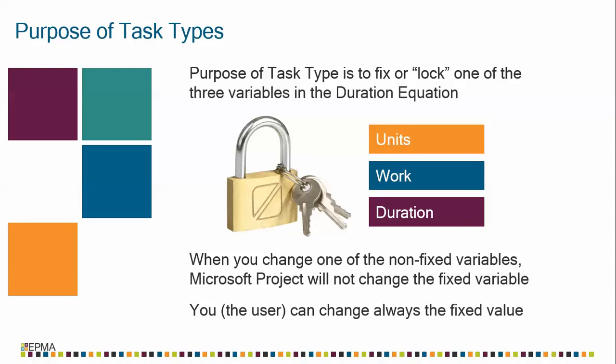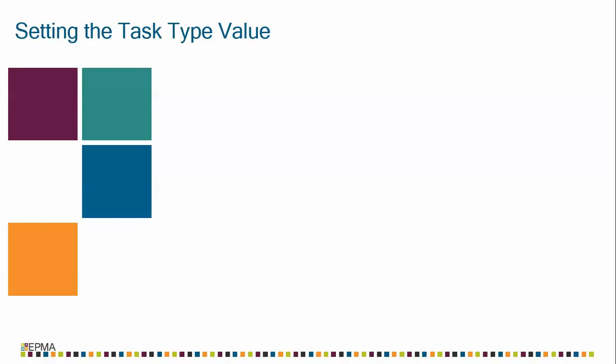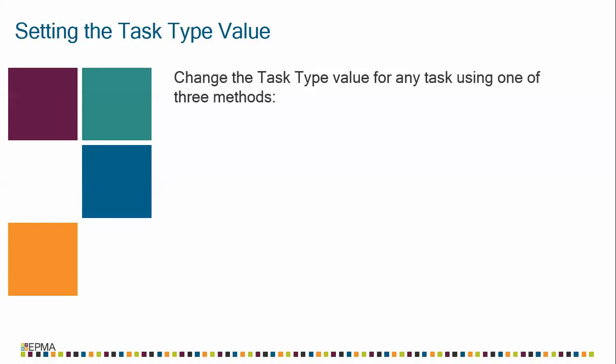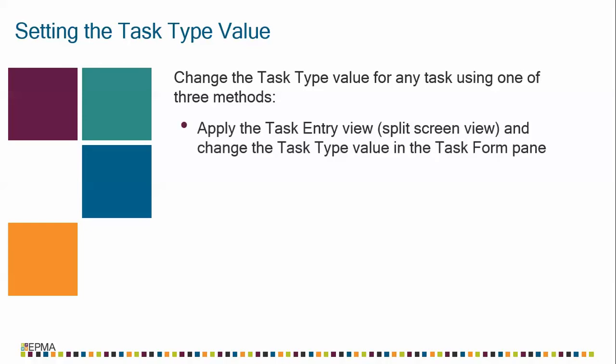So now that you know the purpose of task types, how do you actually change the task type value? In Microsoft Project, you can change the task type value for any task using one of three methods. The first method is to apply the task entry view. This is the split screen view that has the Gantt chart in the top pane and the task form view in the bottom pane. In the task form pane, you can then change the task type value there.